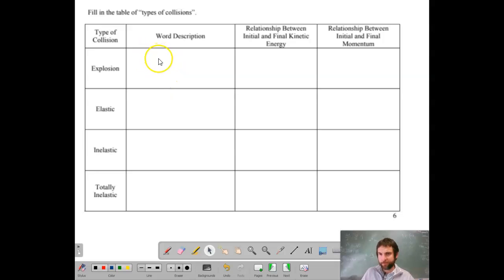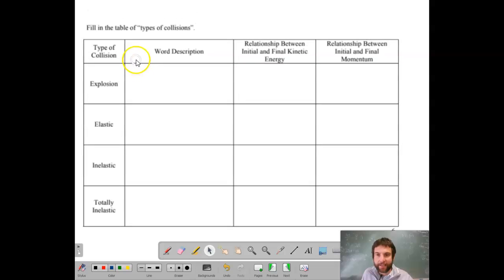Okay, to fill in this table for the types of collisions, let's start with explosion. In an explosion, we're gaining kinetic energy. And where's that energy coming from? It would have to be from some potential energy, whether it is electric potential energy, gravitational potential energy, or chemical potential energy.